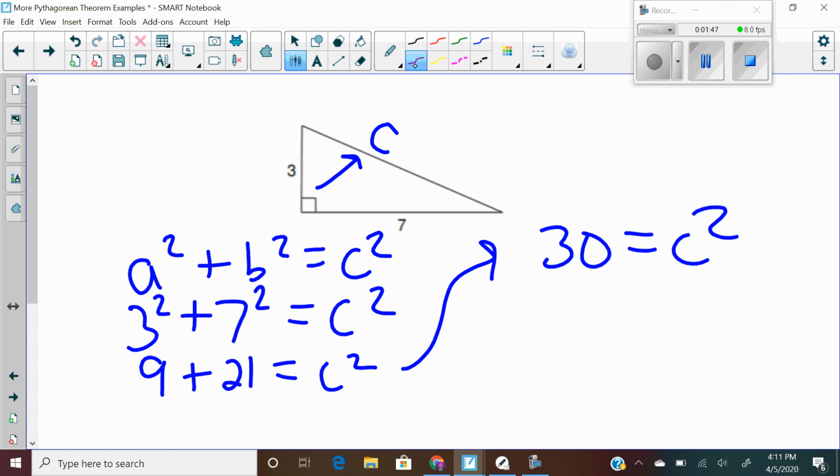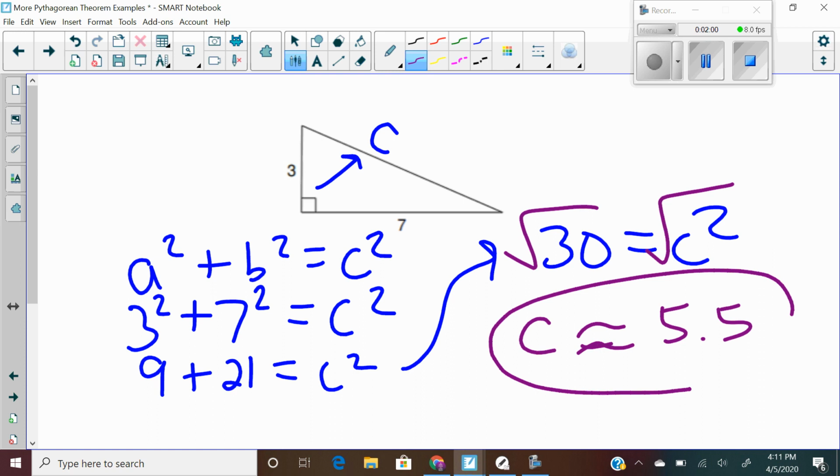I find the square root of both sides because that gives me c. And I get c is approximately 5.5 units.